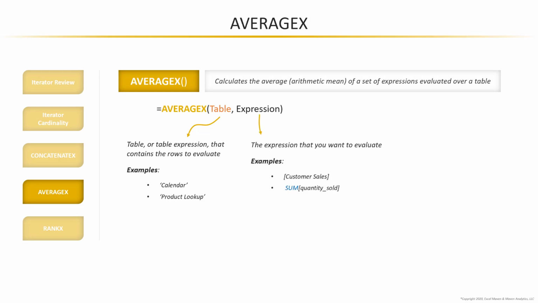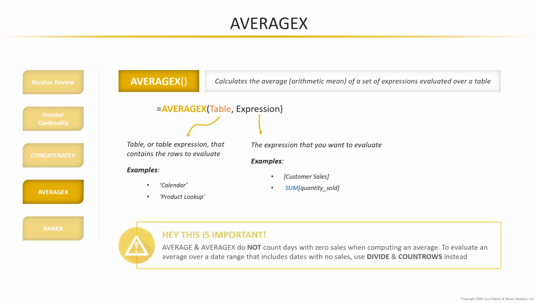Next, we have the expression that we want to evaluate, right? That's the second parameter of the AVERAGEX function. And some examples of the expression that you may want to evaluate could be something like your customer sales measure, or the sum of quantity sold, or the count of the rows in a table, something like that. So those are pretty straightforward inputs for the AVERAGEX function.